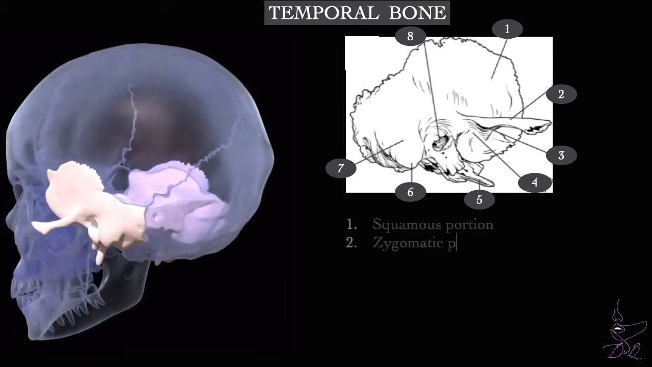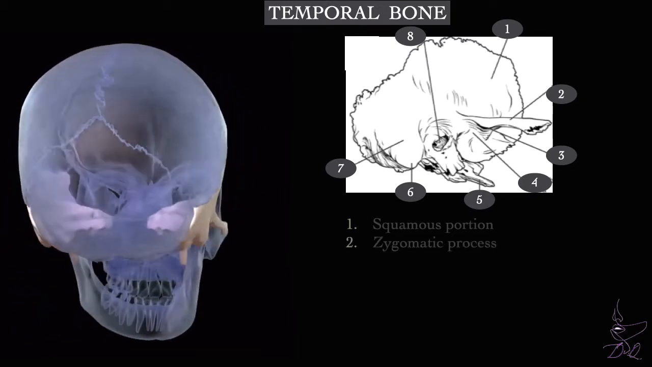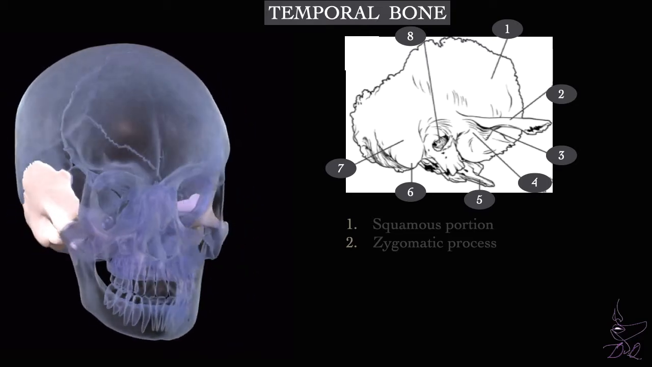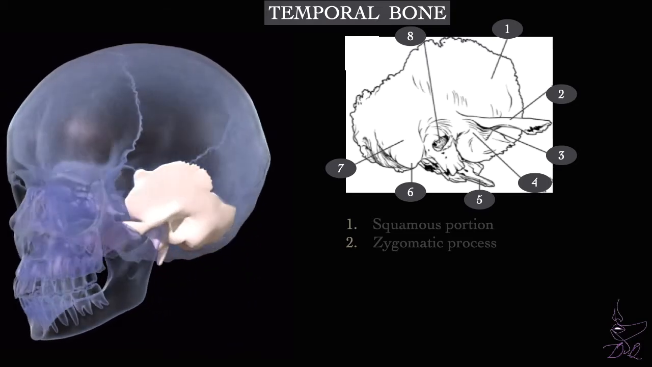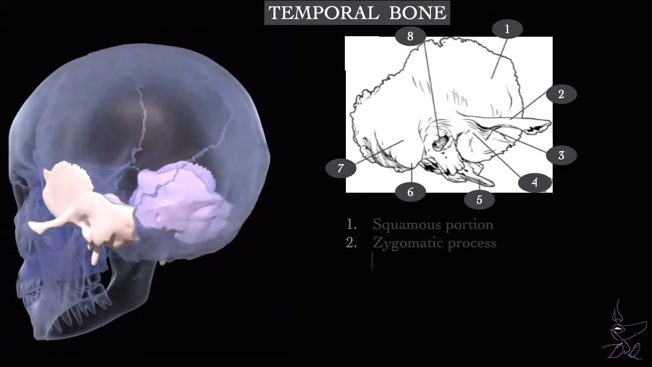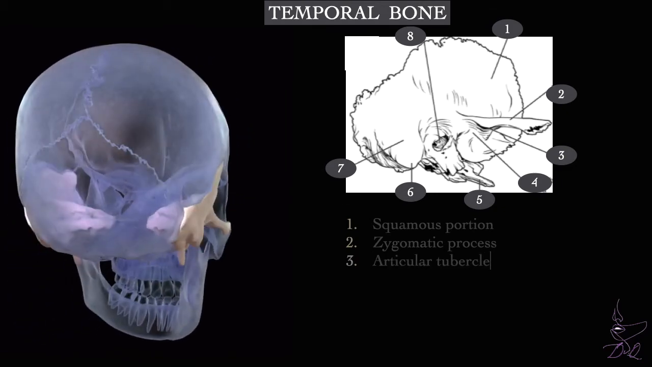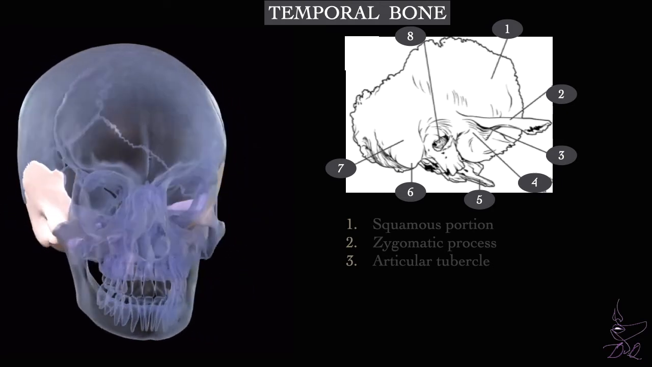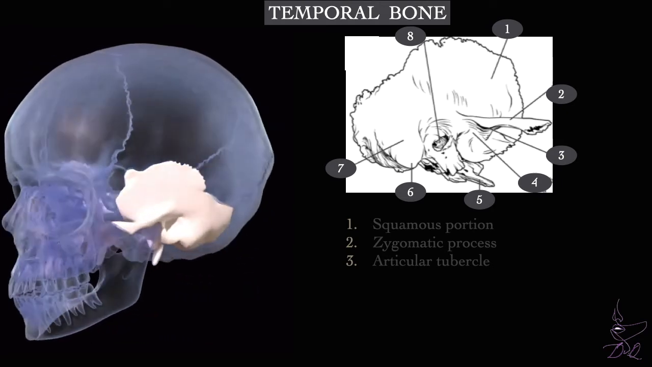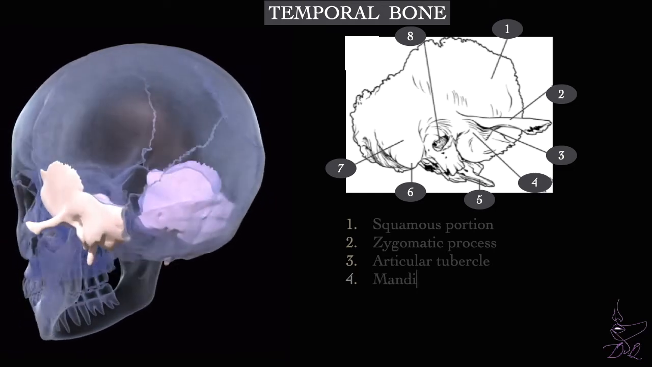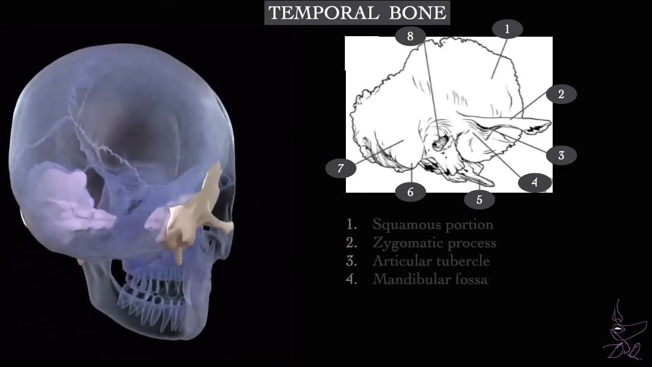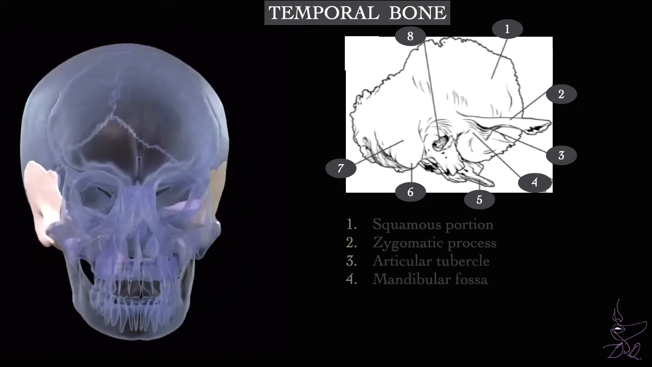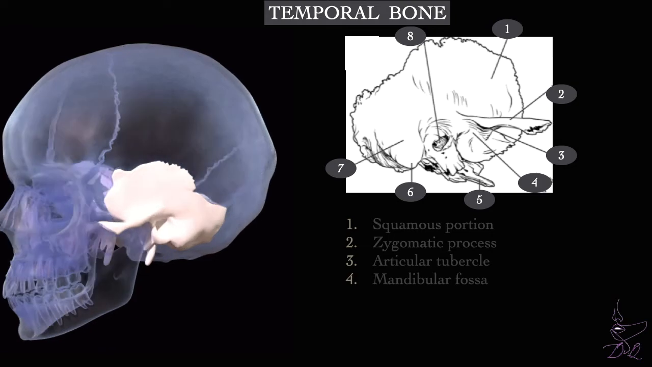Then it's the zygomatic process. It is the anterior projection from the squamous part of the temporal bone, and it is located on the lower portion of the squamous part. The articular tubercle. There is a small tubercle inferior to the zygomatic process at its root. Now this is the articular process. The mandibular fossa is the socket for articulation of the temporal bone with the head of the mandible. It is also present on the squamous part of the temporal bone.